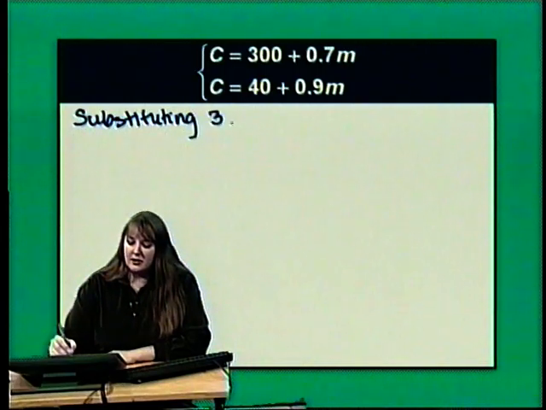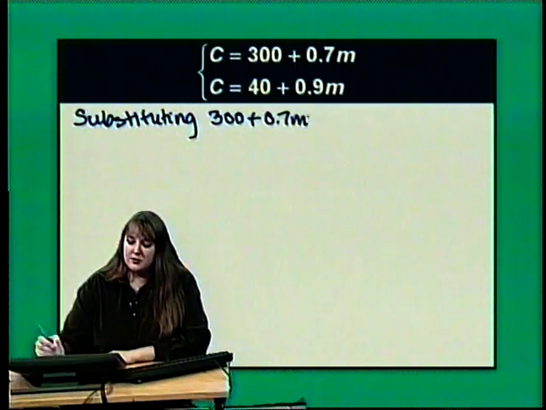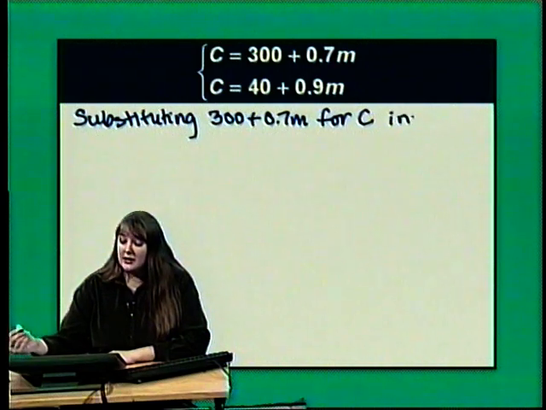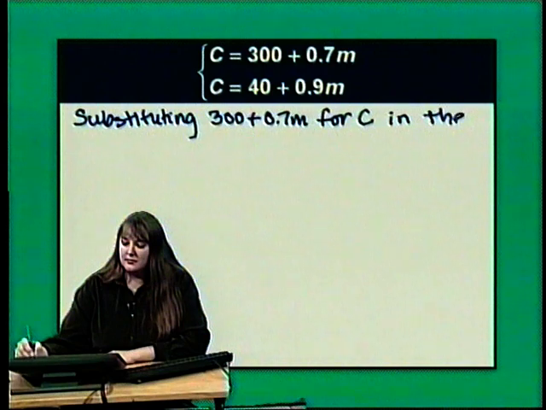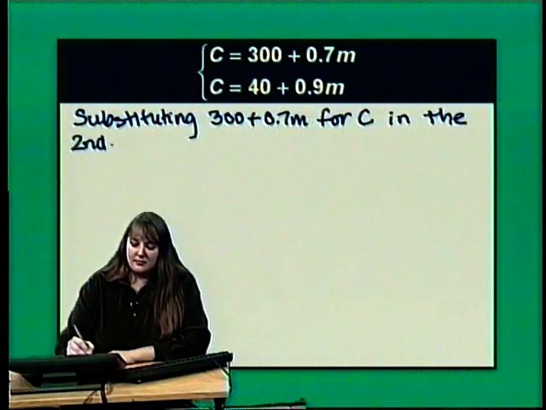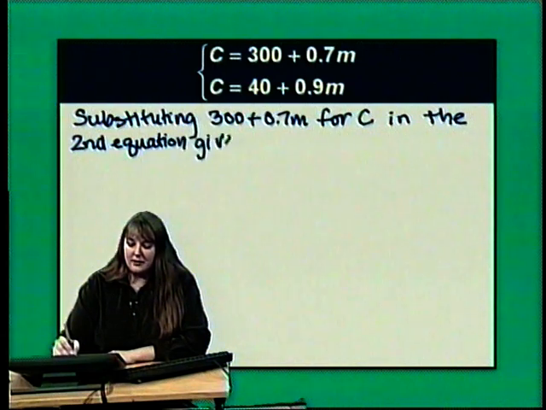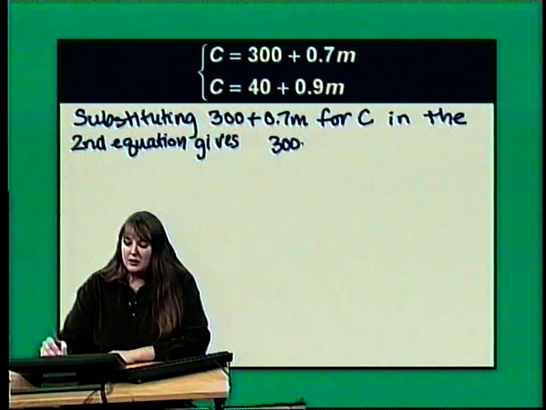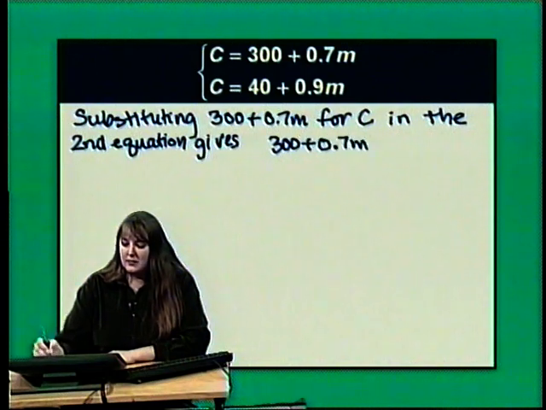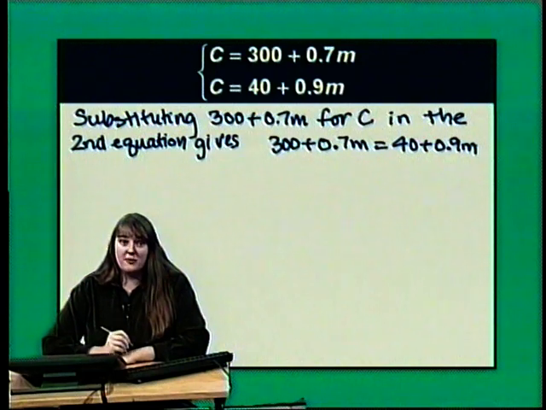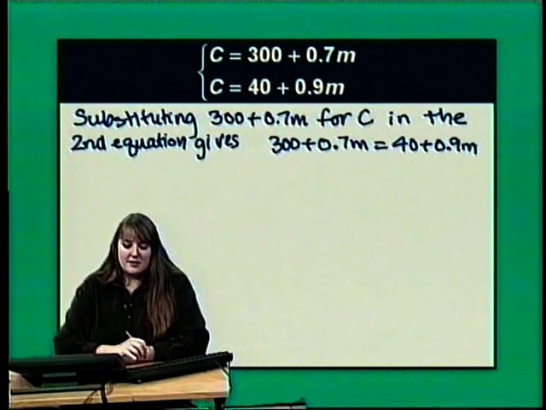So let's substitute the 300 plus 0.7m from the first equation for c in the second equation. And that gives us 300 plus 0.7m equals 40 plus 0.9m.